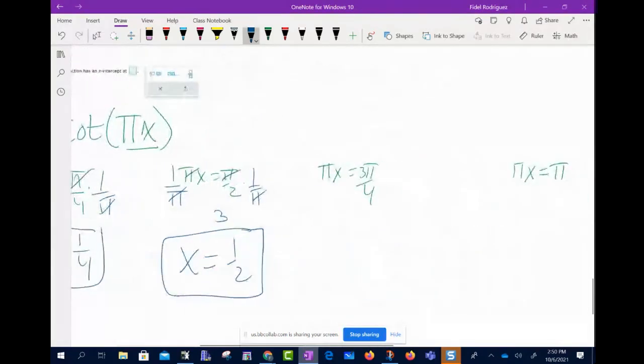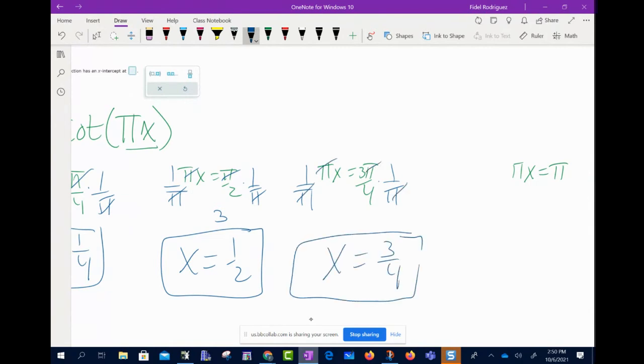Here's our third. What do you think this one's going to be? 3/4. This is our fourth point. And then finally, yes. This is our fifth point.